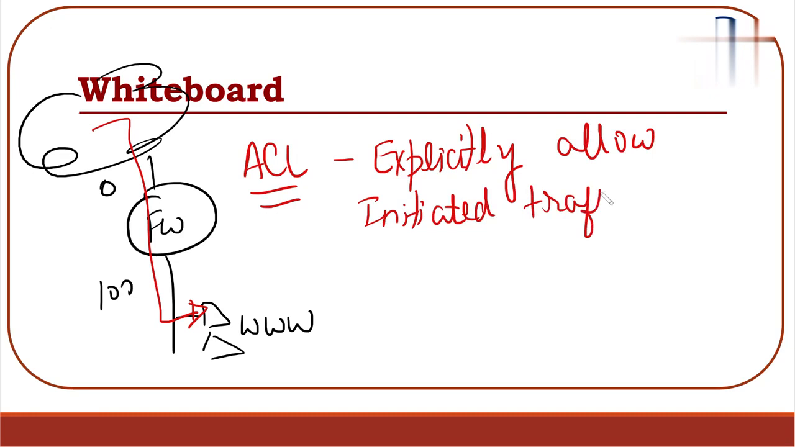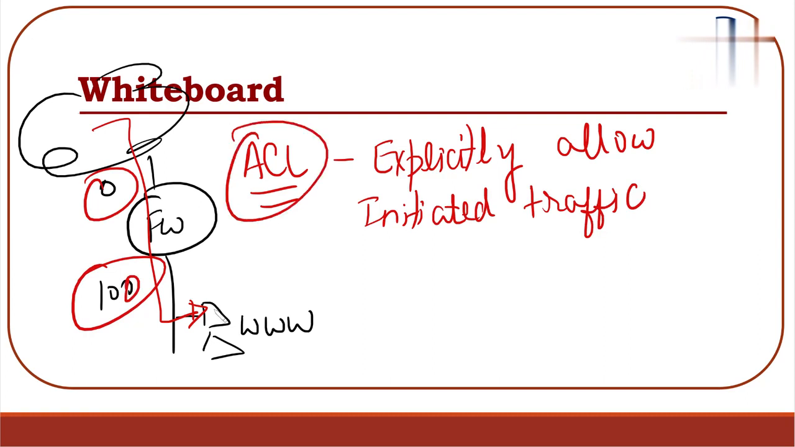This is when traffic is coming in from where? Low to high. So by default, all traffic coming from low to high is blocked. If you do want to allow it, you need to explicitly do a permit statement to allow that traffic that is initiated from the outside to come in.